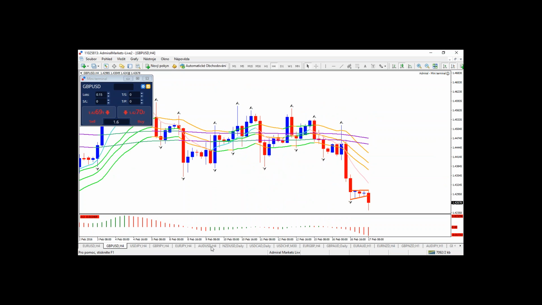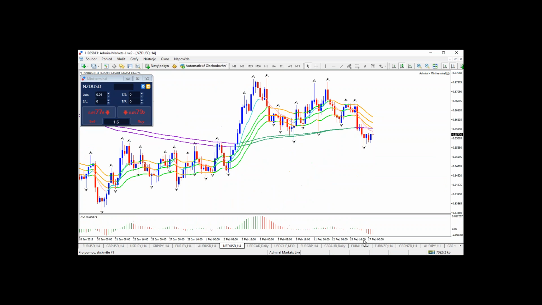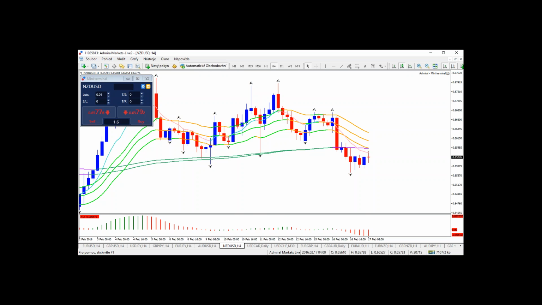Let's take a look at the Kiwi. All right. So for our chart, mixture, right? Moving averages on top of each other. Dollar CAD aligned to the downside, but we don't have any significant momentum.